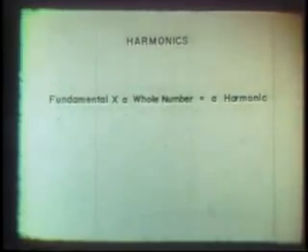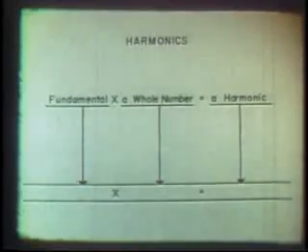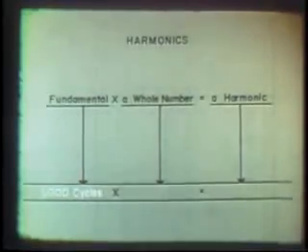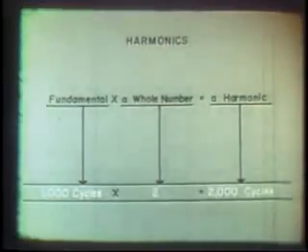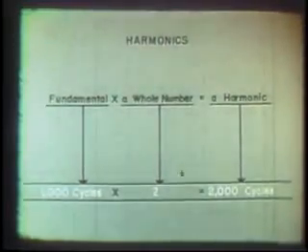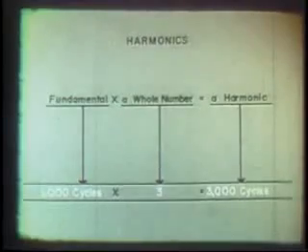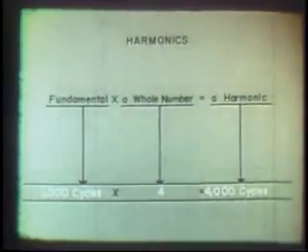Before going any further, let's discuss harmonics. A harmonic is a waveform whose frequency is a whole number multiple of another frequency. If we choose 1,000 cycles as a fundamental frequency, then its second harmonic would be 2,000 cycles. Its third harmonic would be 3,000 cycles, the fourth, 4,000 cycles, and so on.